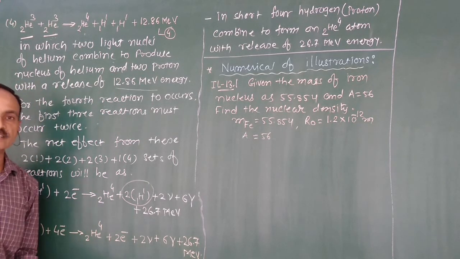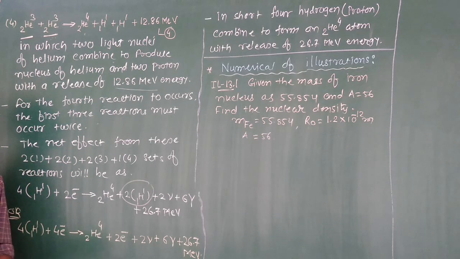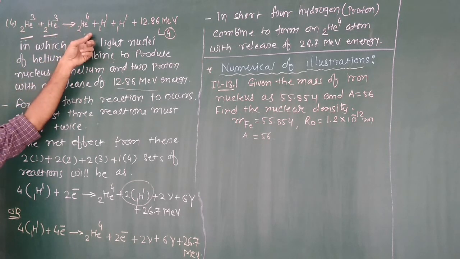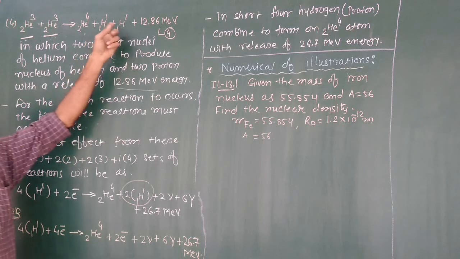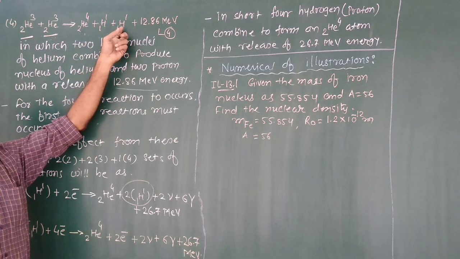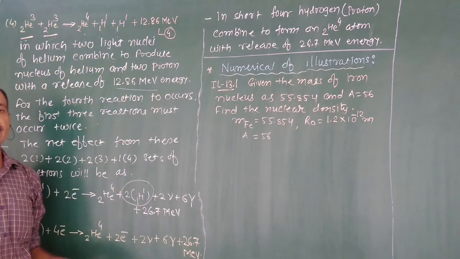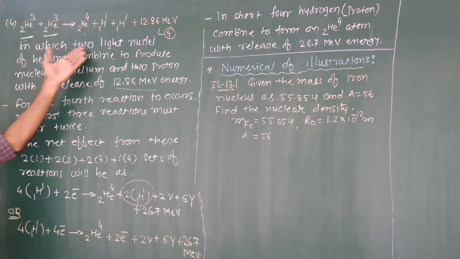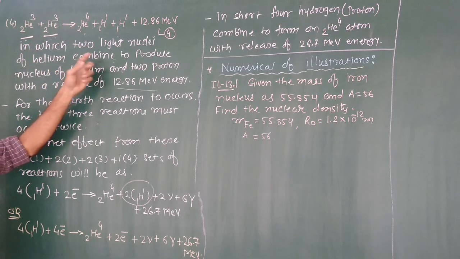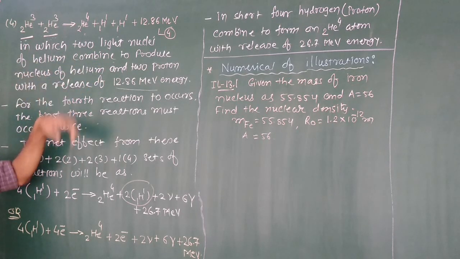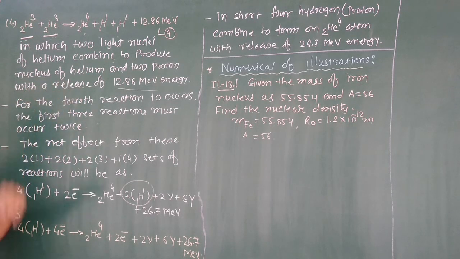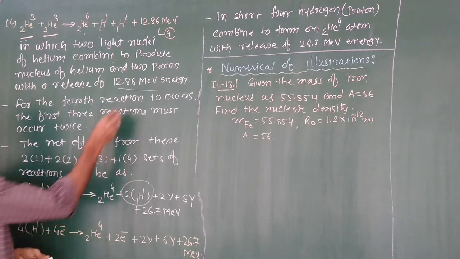Again we repeat it. What is the fourth reaction? After the discussion of the 3 reactions, in the fourth reaction, the 2 light helium nuclei combine to form the helium nucleus, and 2 hydrogen or protons are produced, plus 12.86 MeV energy is released, in which the 2 light nuclei of helium combine to produce the nucleus of helium and 2 protons with a release of 12.86 MeV energy.